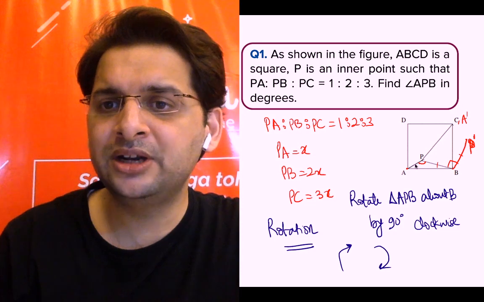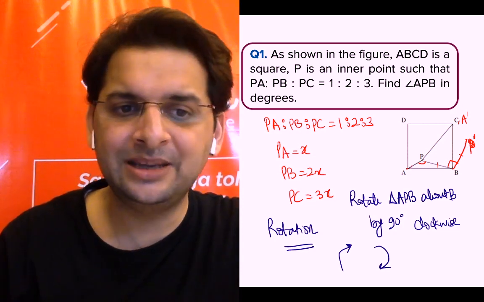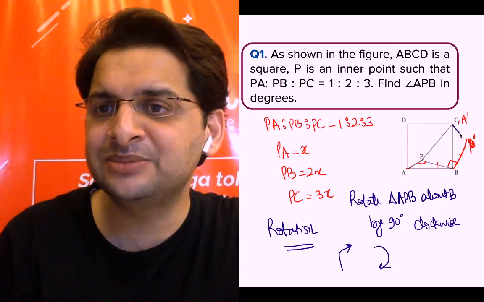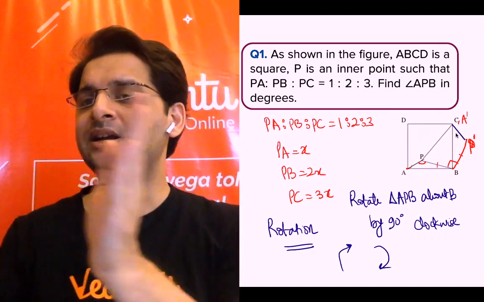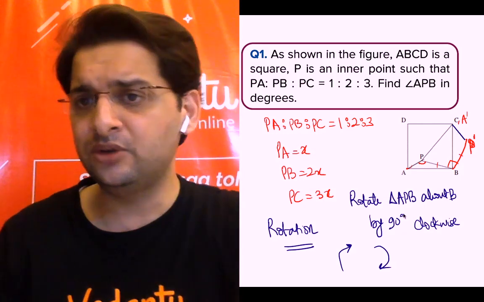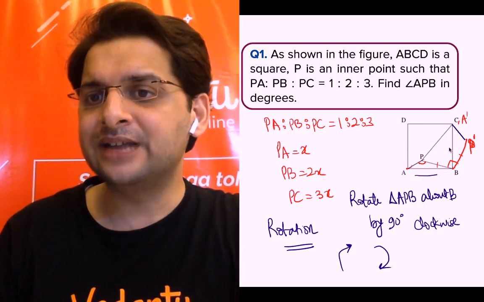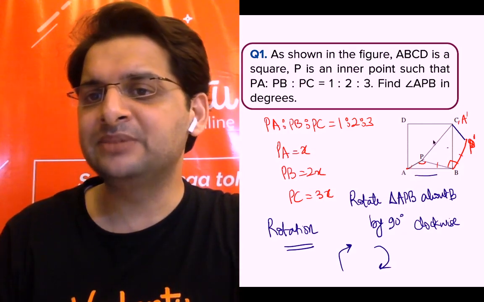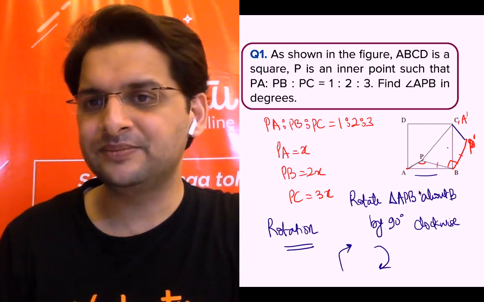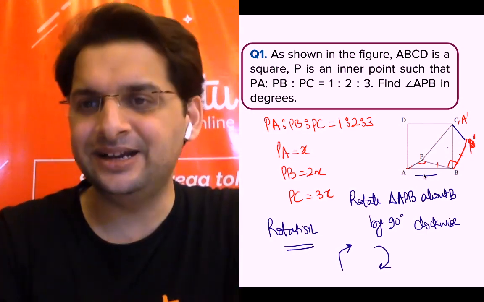So if we join A and P, this length is the same as this length. The length of AP is the same as A dash P dash, because the whole triangle is rotated, so no length will change. So AP becomes A dash P dash, and BP becomes BP dash, right? So this is the hint.